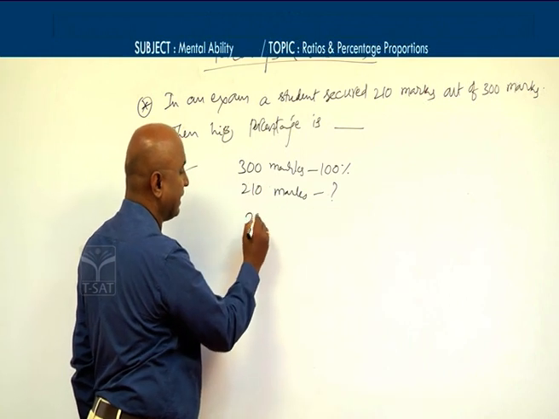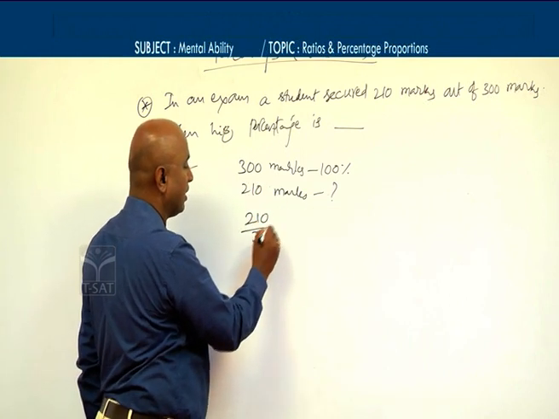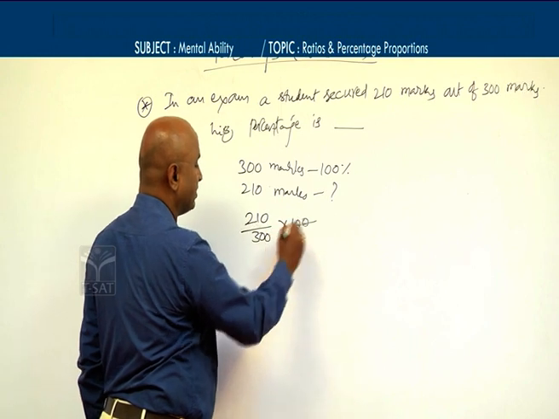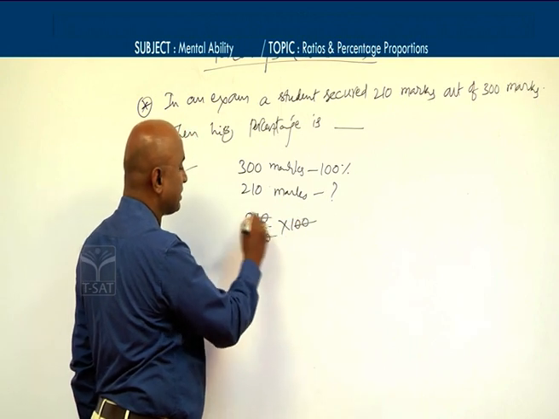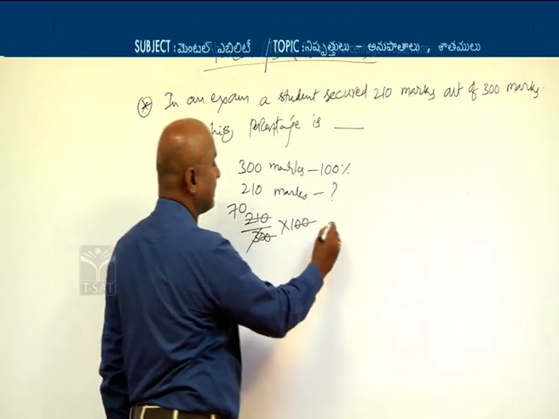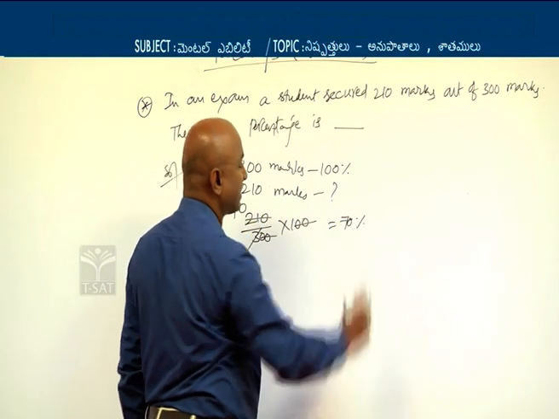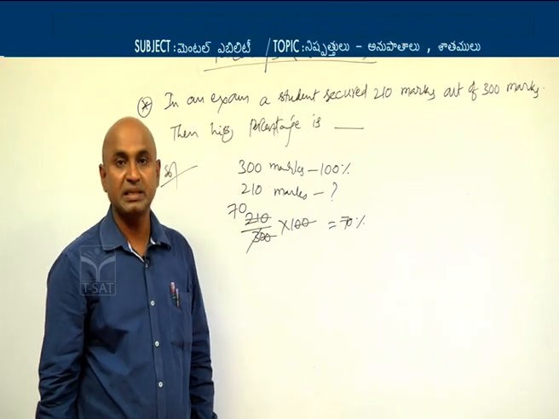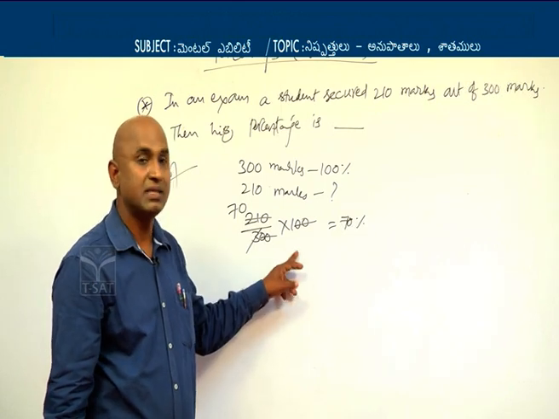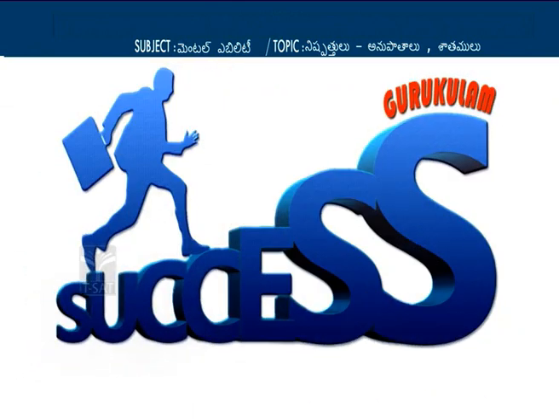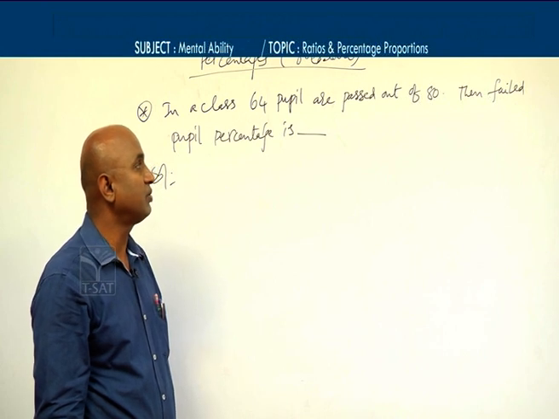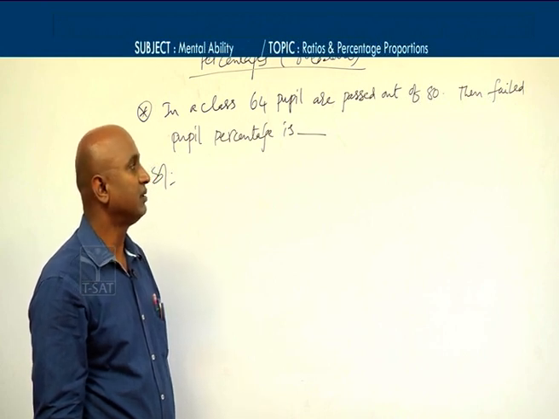210 by 300 into 100. Cancel zeros. 3 1s, 3 7s are 21, 0. That is equal to 70%. The percentage of the candidate is 70%. 64 people are passed out of 80 people.